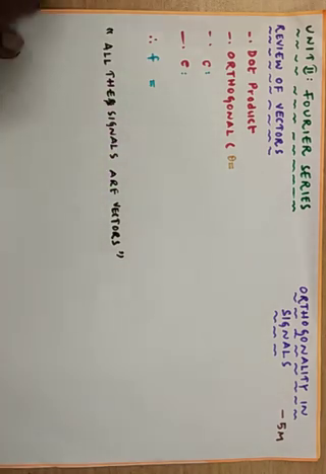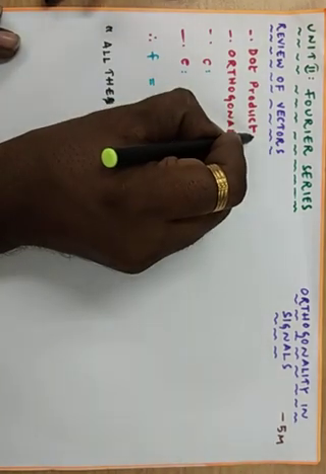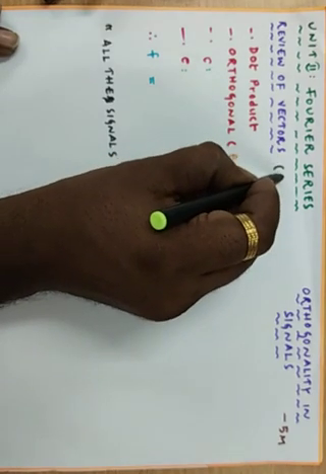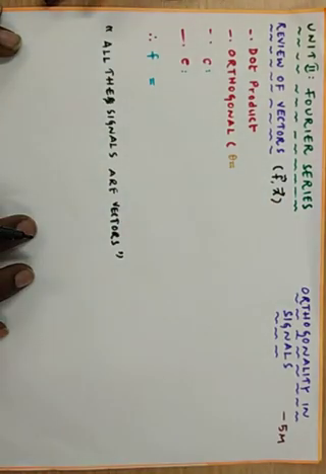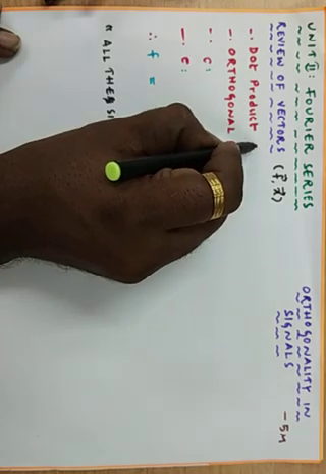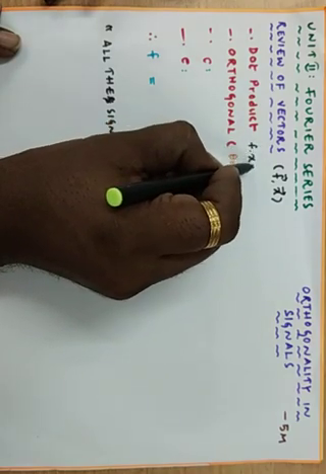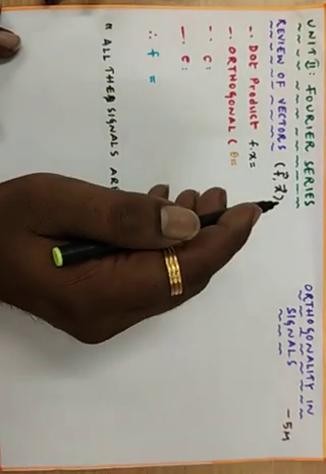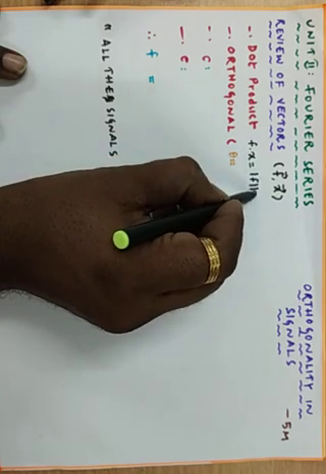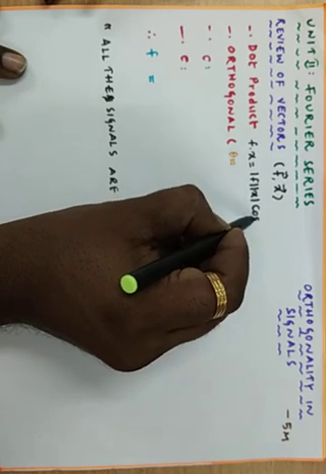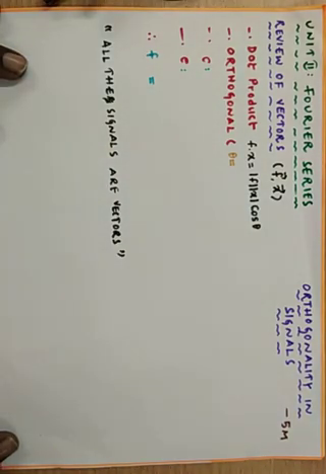So the dot product we have discussed in the previous class. Dot product can be denoted with a dot. Here we will be having two vectors. Assume that the two vectors are f and x. Then the dot product of these two vectors is given by f dot x, which is equal to modulus of f into modulus of x into cos theta. This is the dot product of the two vectors.